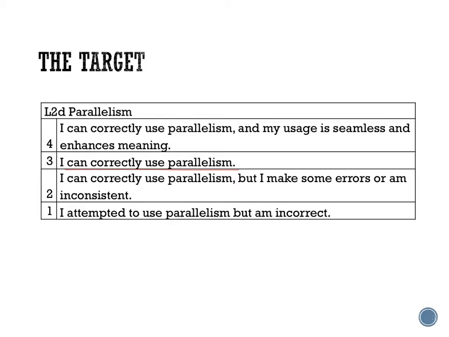At the 2 level, you're going to be inconsistent or make some errors, and at the 1 level, you attempt but are incorrect. At the 4 level, you can not only use parallelism, but your usage is seamless, so absolutely no errors, and it enhances your meaning, making it more clear and precise.